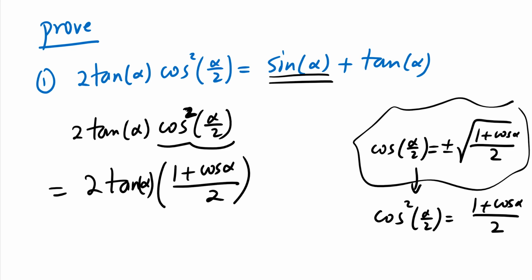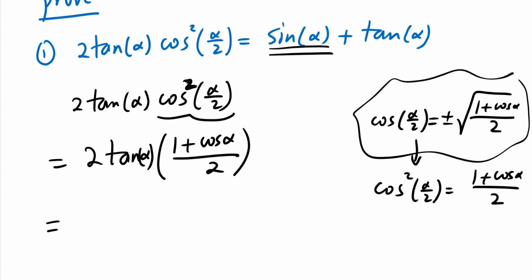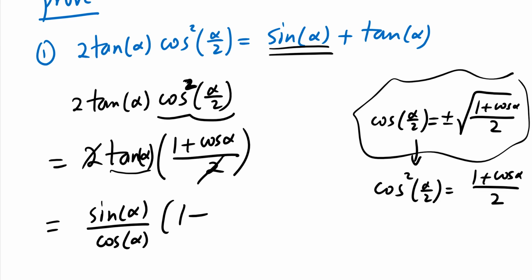Since the answer has sine in it, it would be convenient to first cancel 2 with 2, to rewrite this as sine alpha over cosine alpha, because that's the only way to get sine alpha there. And keep this stuff the same. Again, I keep an eye on the right hand side.